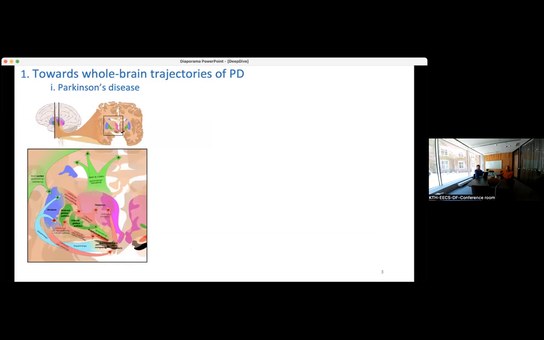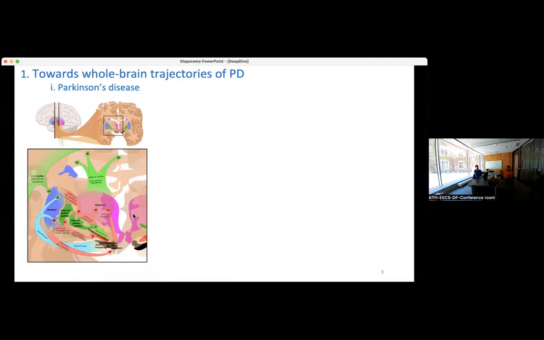Okay, so Parkinson disease is mainly known for a loss of what we call dopaminergic neurons, which are situated in the center of the brain, which is this black area here. And so dopamine is a neuromodulator that helps in many tasks like learning, motor tasks, or this kind of thing. So it's very important.